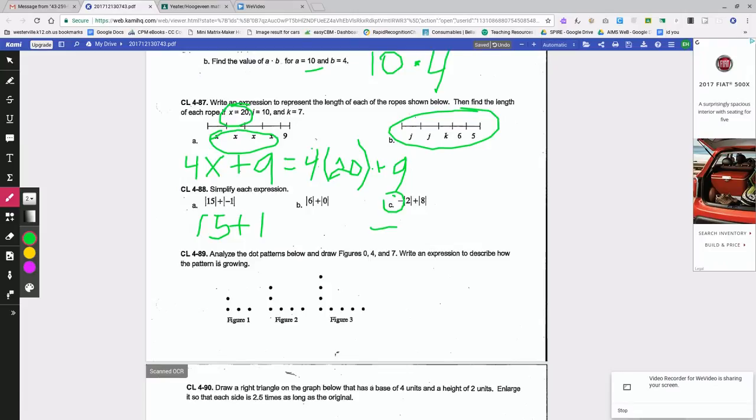Looking at the dot patterns, you have figure 1, 2, and 3. It says figure 0, 4, and 7. Write an expression to describe how the pattern is growing. So they would just want you to draw figure 0 here, figure 4 there, and figure 7 here, and give me a sentence on how it's growing.